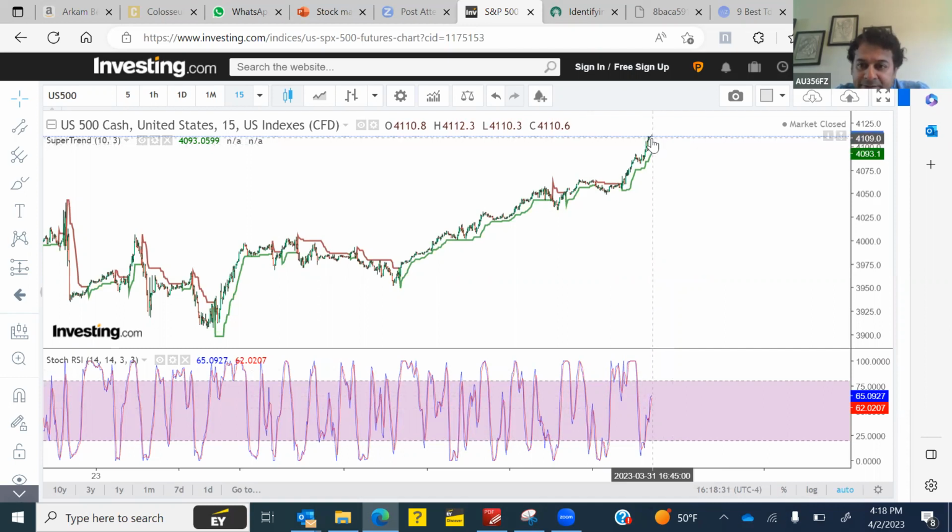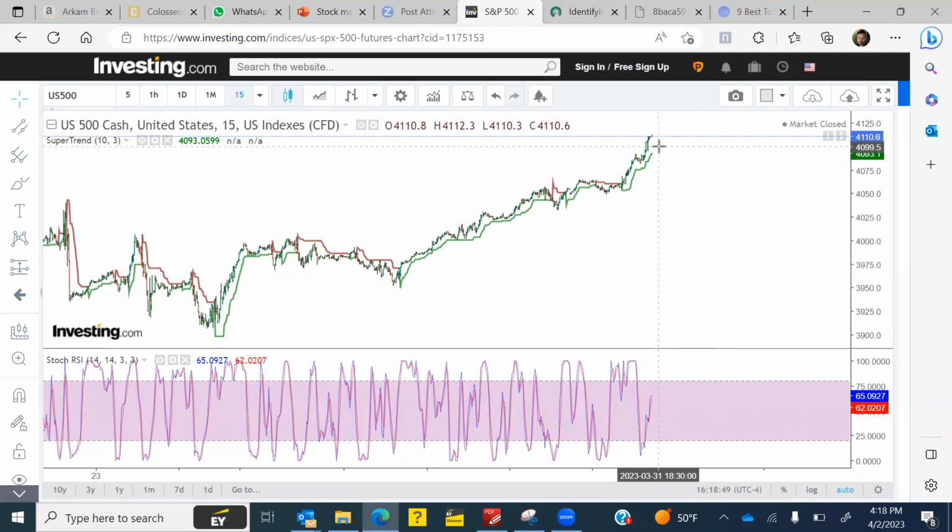As soon as this gives me any bounce back from 4110, if it gives me 4080, 4075, I will create a buy position with a stop loss at 405. Simple. So I'm ready to lose 25 points for a gain of 40 to 50 points. That's my strategy.